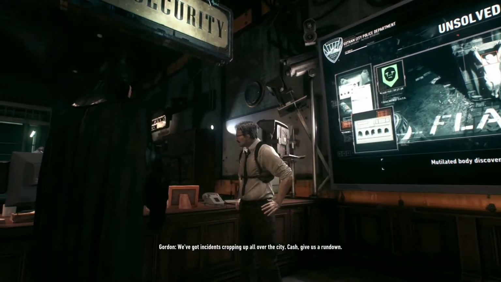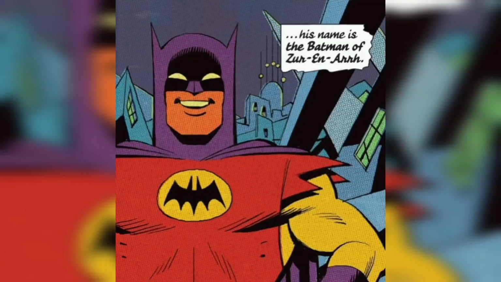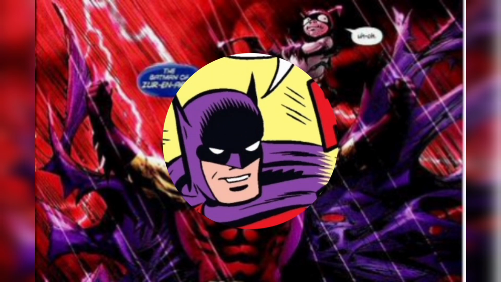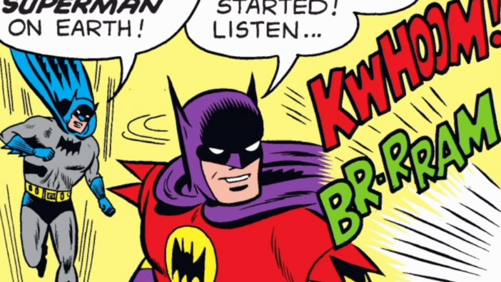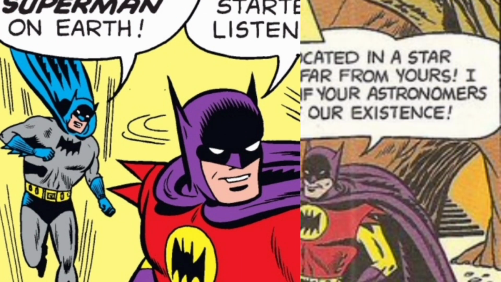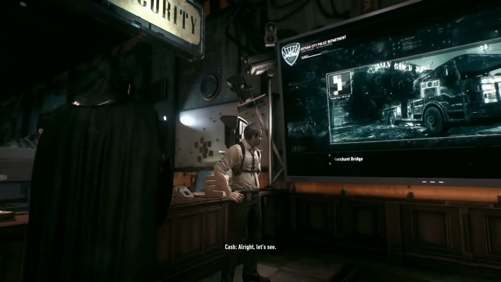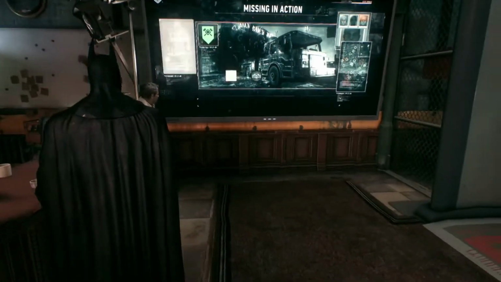Next is the Batman of Zur-En-Arrh, an alter ego Bruce Wayne created as a backup personality. This version of Batman emerges when Bruce's core psyche is under attack. Describing himself as what you get when you take Bruce out of the equation, this Batman is uninhibited, resourceful, and far more erratic than the original.